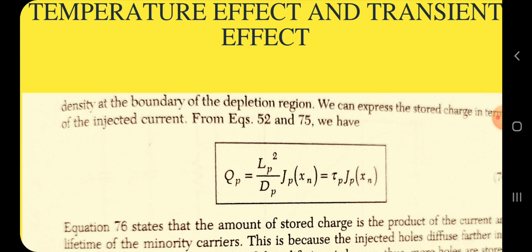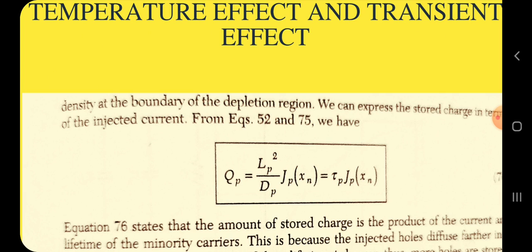This equation states that the amount of stored charge is the product of the current and the lifetime of the minority carriers. This is because the injected holes diffuse further into the N region before recombining if the lifetime is longer. Thus, more holes are stored.